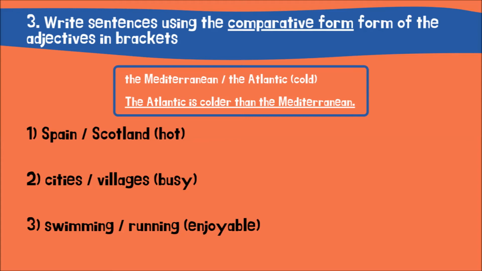Yes, the answer is the Atlantic. Okay, look at the example. The Atlantic is colder than the Mediterranean. Okay, kawasan Atlantik lebih sejuk daripada kawasan di Mediterranean. Mediterranean ni dia lebih panas lah. Cuaca dia macam cuaca dekat Malaysia. The weather in Mediterranean is the same as the weather in Malaysia, in our country.